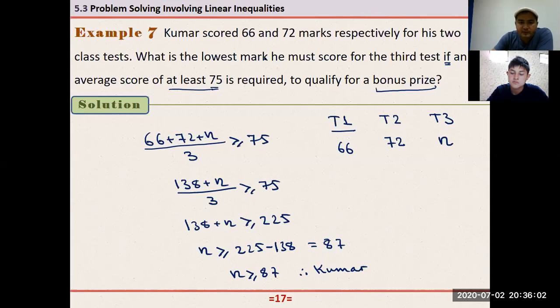It says, what is the lowest mark he must score? Kumar must score at least 87 to qualify for a bonus prize.